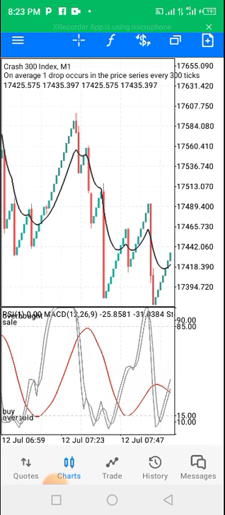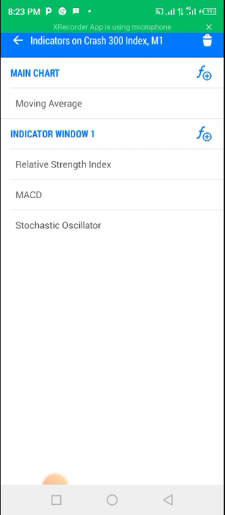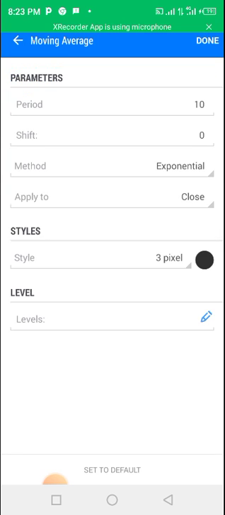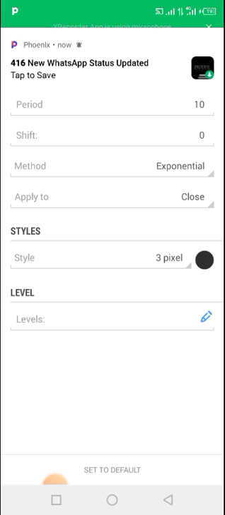Okay, so guys, before we start, the indicators we're going to need for this strategy are, on the main chart, the moving average, and in indicator window one, the relative strength index, the MACD, and the stochastic oscillator. On the main chart, the moving average period is 10. Please, you can screenshot this or write it down so you don't make mistakes. The shift is 0, method exponential, apply to close. The style is 3 pixel black. There are no levels here.